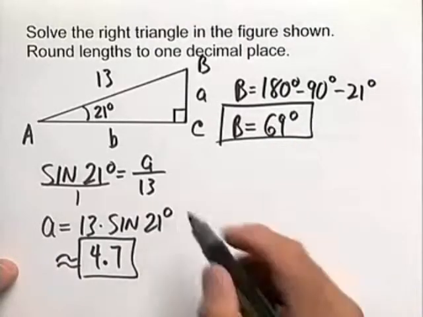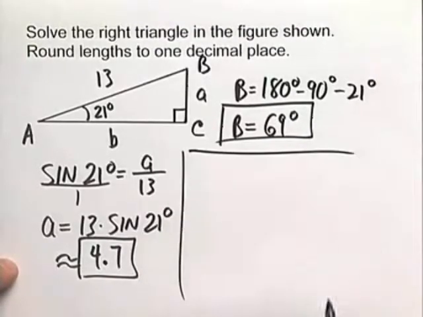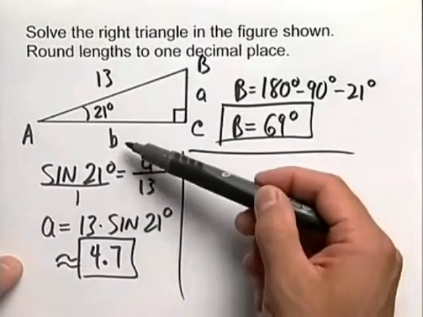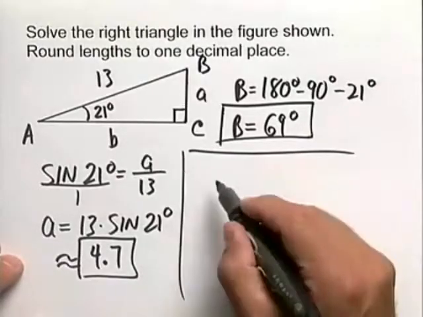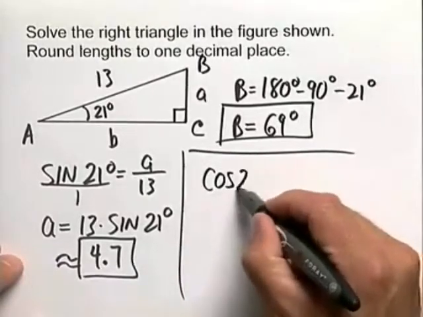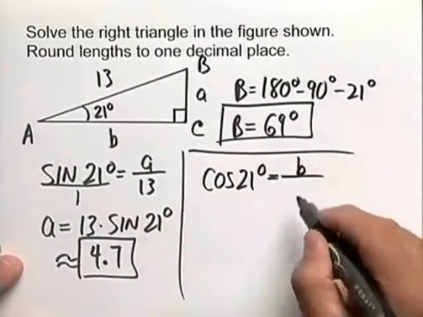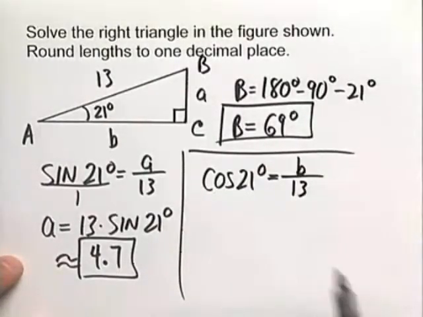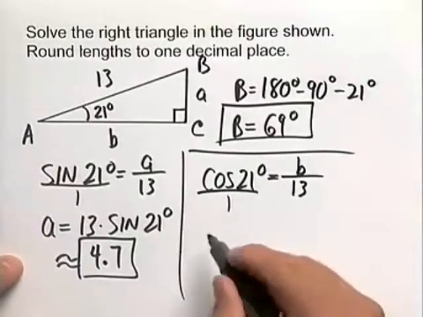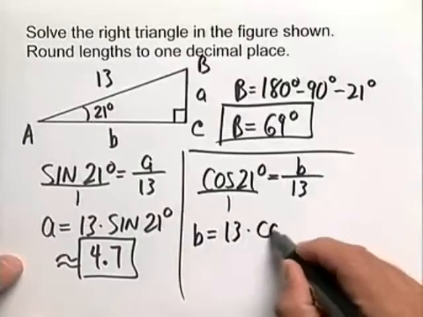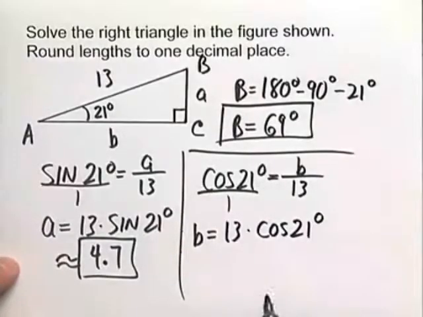Now we need to find side B, and that's the last part of this problem. As before, we have to think what trig function involves the angle 21 degrees, side B, and the hypotenuse, and that's our cosine. So the cosine of 21 degrees is equal to the adjacent, B, over the hypotenuse, 13. As before, cross multiply to solve for B. We have B is equal to 13 times the cosine of 21 degrees.